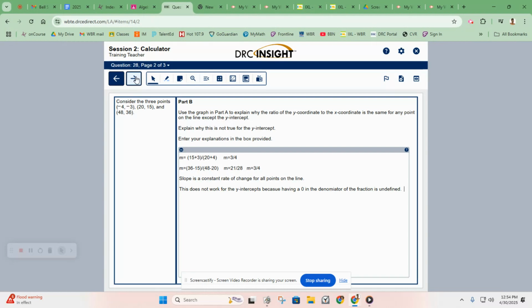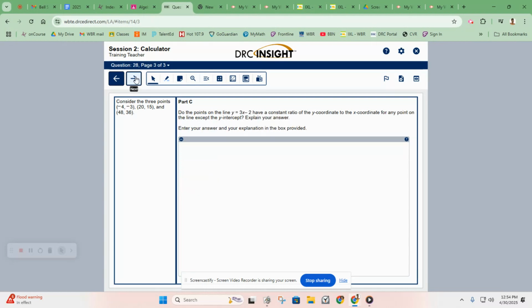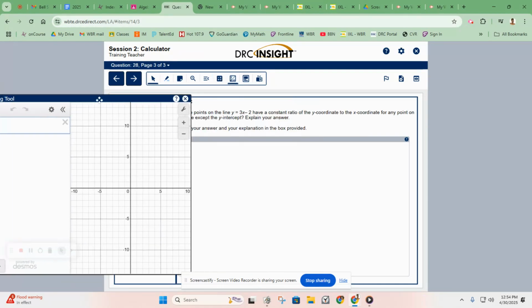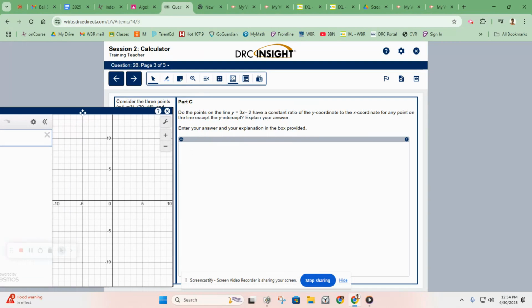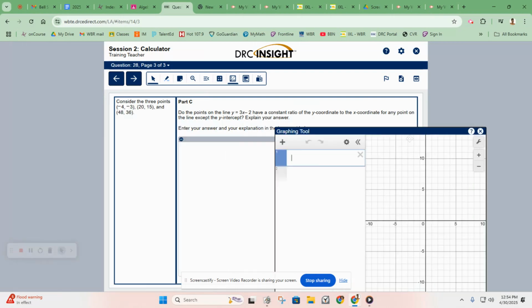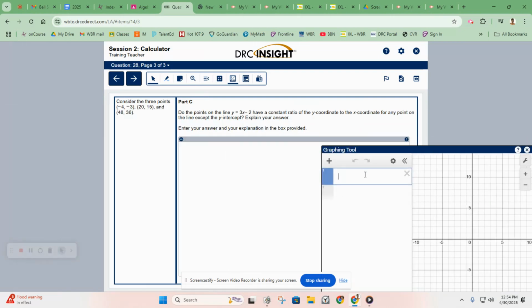Let's go to part C. Does the point on this line have a constant ratio of the y-coordinate to the x-coordinate at any point except for the y-intercept? And explain your answer in the box. Okay, so now I'm looking at a different line. It's not the same one that we started with. We're looking at a different one and seeing if the same situation is going to happen. So if I were choosing to graph this, you can go ahead and put it in decimals if you want. Y equals 3x minus 2.